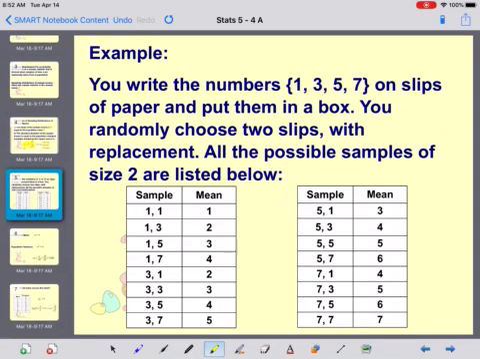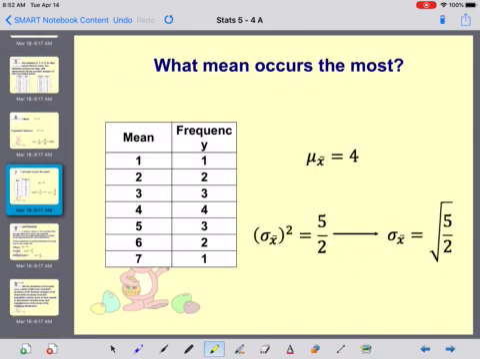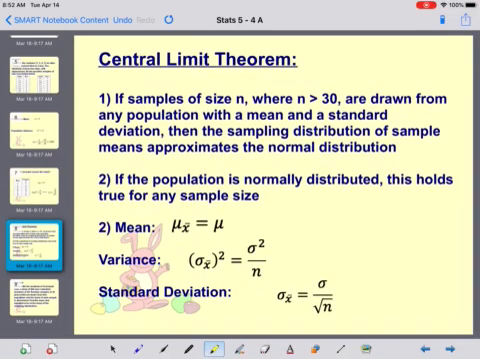Okay? We're skipping the next couple slides completely because it gets too much. So just skip through it, skip through this chart. We're going to go to the slide that says central limit theorem.